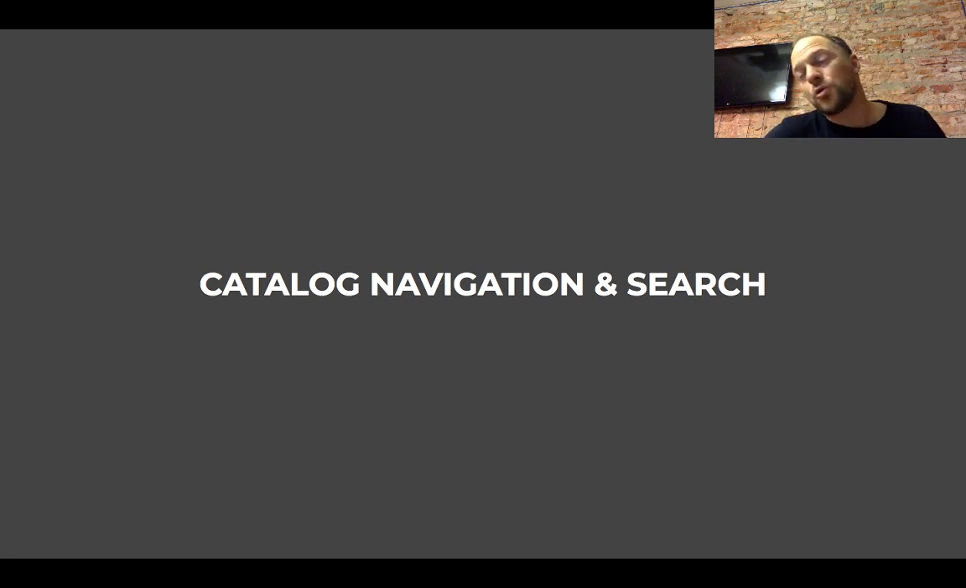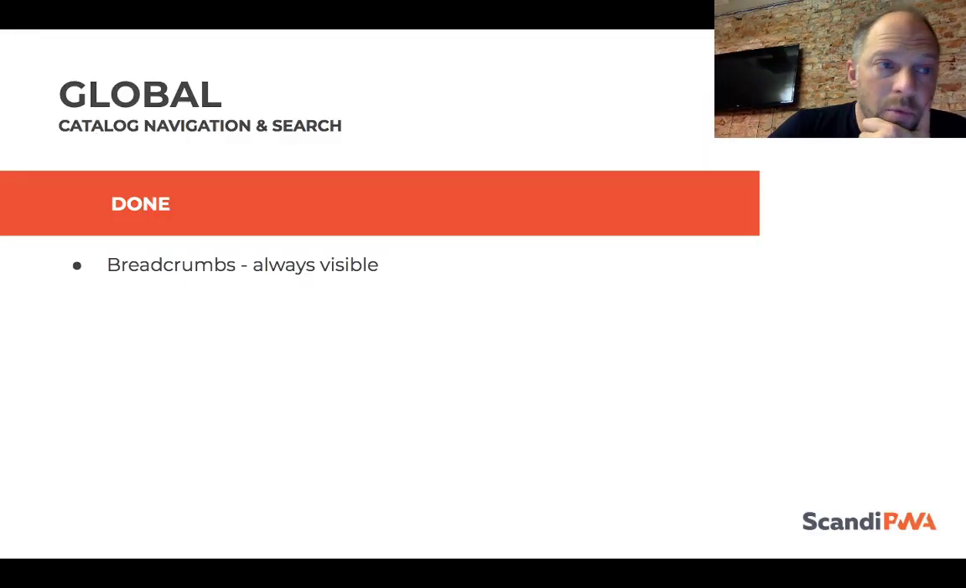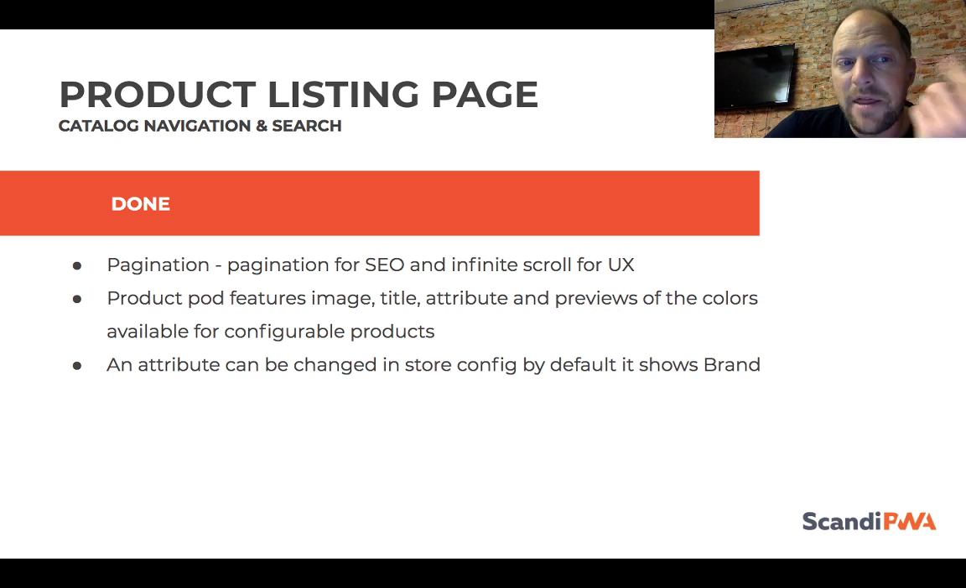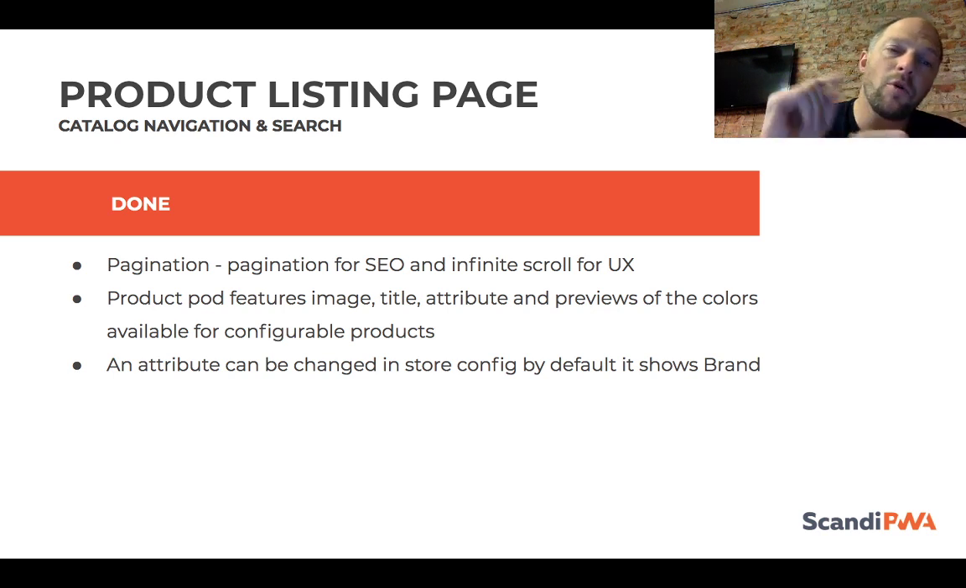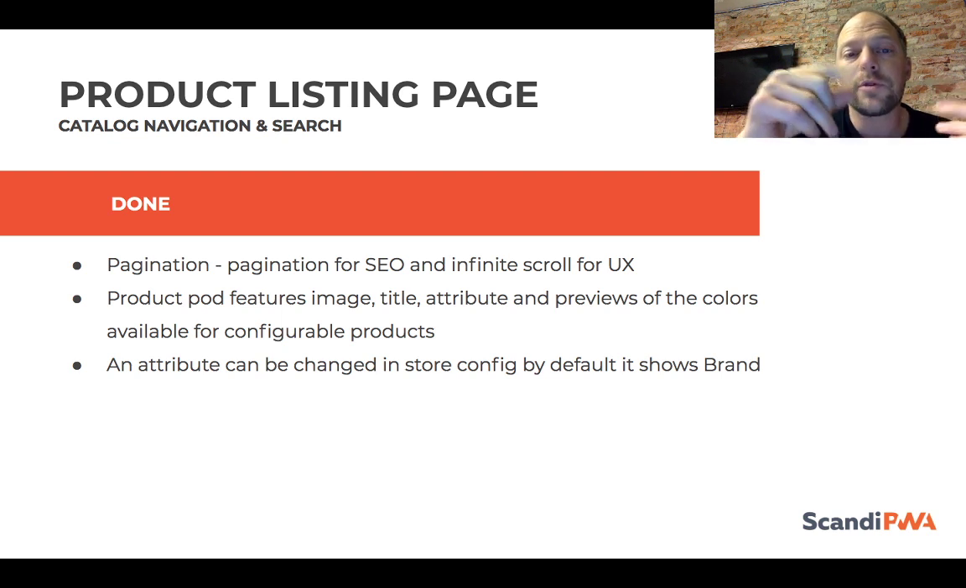Catalog navigation and search. What about the ways for your customers to navigate and find what they're looking for? Well, breadcrumbs, useful thing, and it's working. It's always visible on all pages. What else? Navigation, product listing page. Pagination is there for SEO purposes, because bots want to click, they cannot really scroll the page. At the same time, users like to scroll, so it's an infinite scroll. So when you scroll, it's automated pagination. So it's kind of the best from both worlds combined.